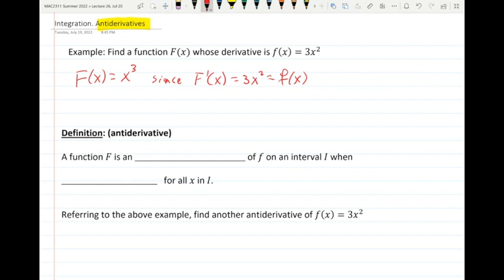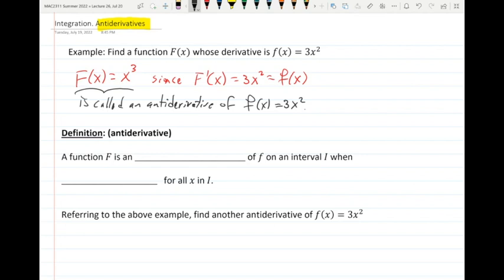Okay? So this is called an antiderivative of the little function f. So, what's the definition of an antiderivative? An antiderivative of a function is another function such that when you take the derivative, it gives you the function that you started with. Do you understand this? Okay.